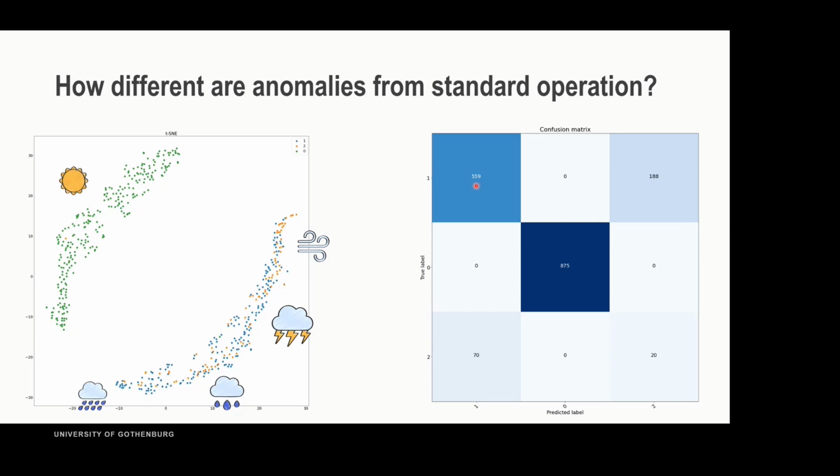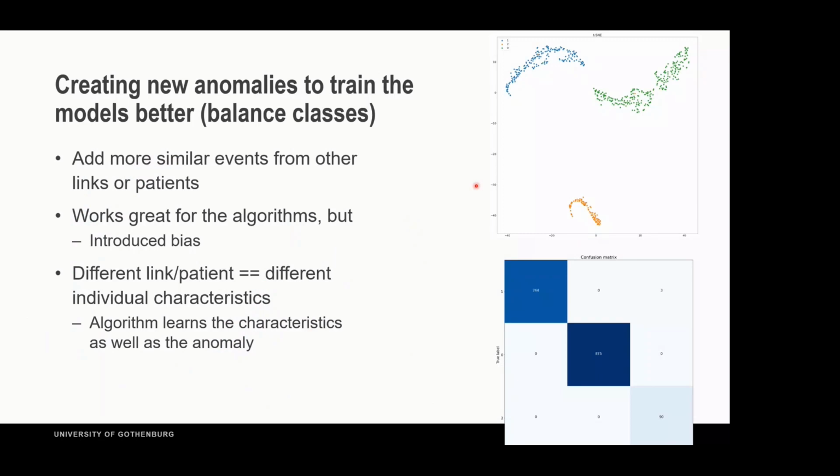So, of course, one good idea would be to take a look at and try to balance those types of anomalies. For example, take data from another link that has only data about, for example, wind, or only data about rain, and add this to this particular data set. And as you see here, then this picture becomes much better.